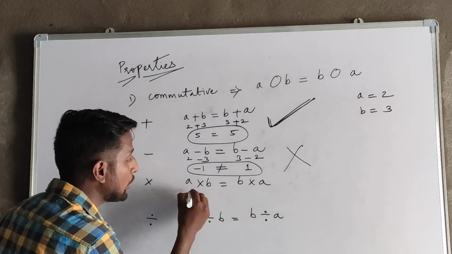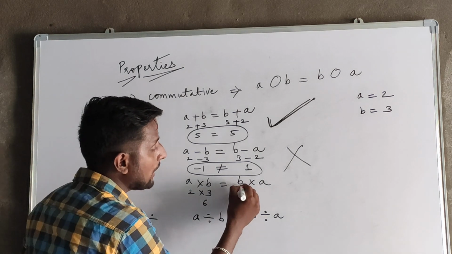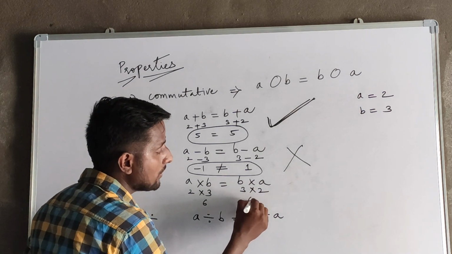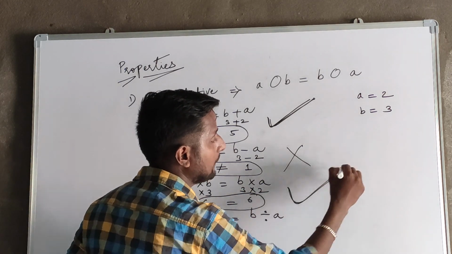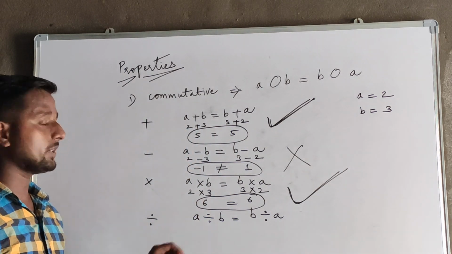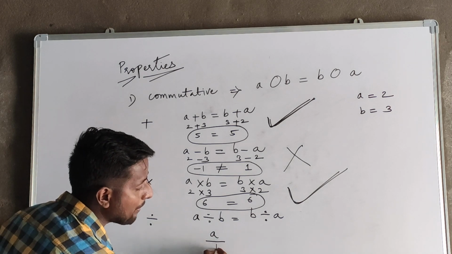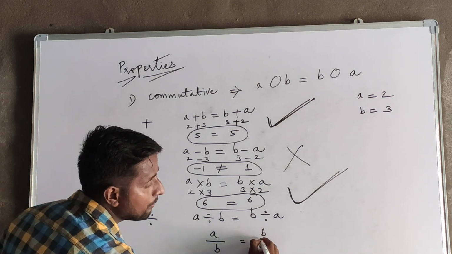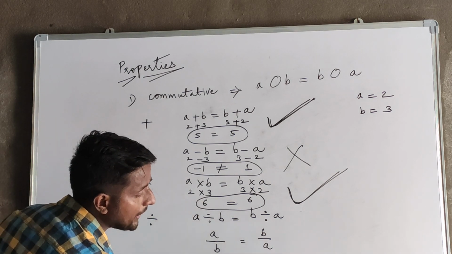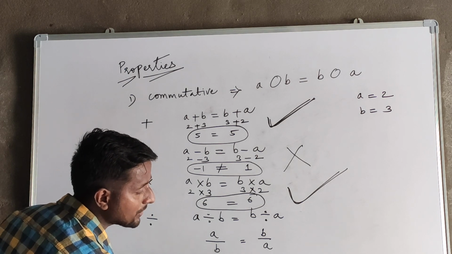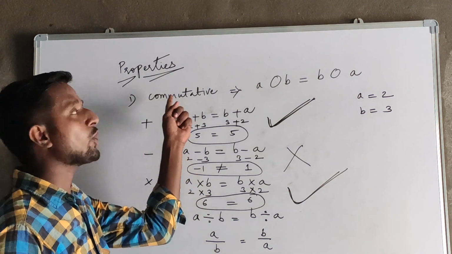Next, multiplication. Okay. A value 2, 2 into 3, 2 3s are 6. Next, B value 3, 3 into 2, answer 6. 6 is equal to 6. So it's satisfied. Correct? Now division. A divided by B is A by B, and here we'll write B by A. Now substitute it. A value 2, 2 by 3, B value 3, 3 by 2, and both fractions are not the same.